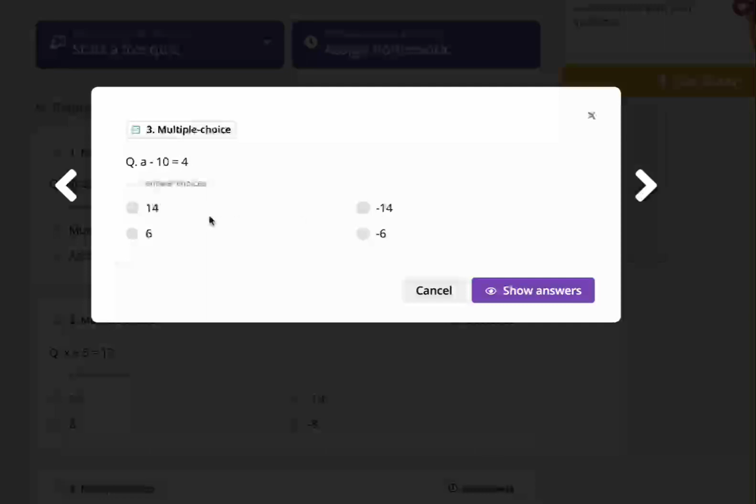So let's see the next one. This is a minus 10. So we need to remove the 10. So we add 10 to both sides, to the left side and to the right side. And 4 plus 10 equals 14. The next question, 16 plus y. We need to remove the 16, so we use subtraction. We subtract 16 from both sides. So 21 minus 16 equals 5. Any problems?